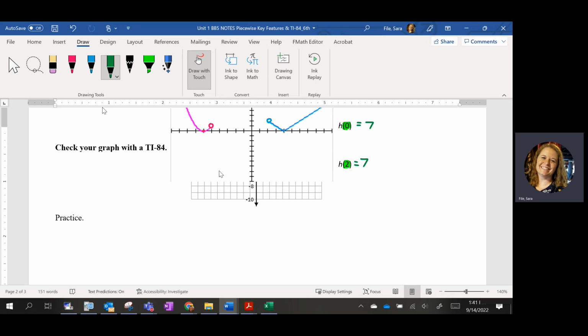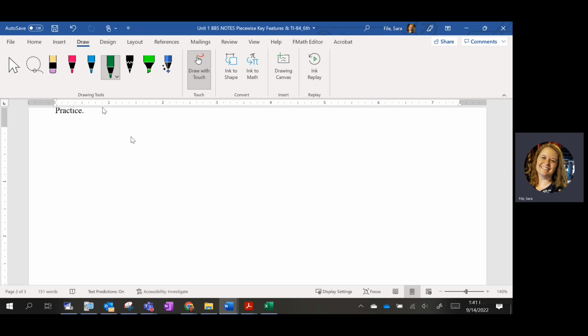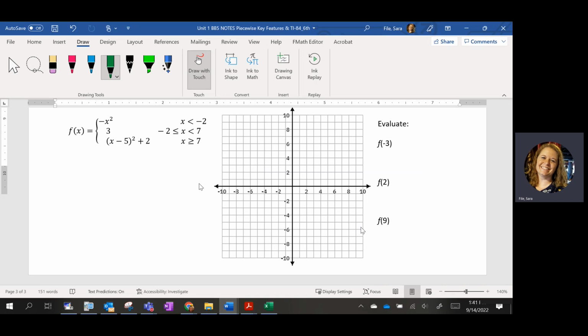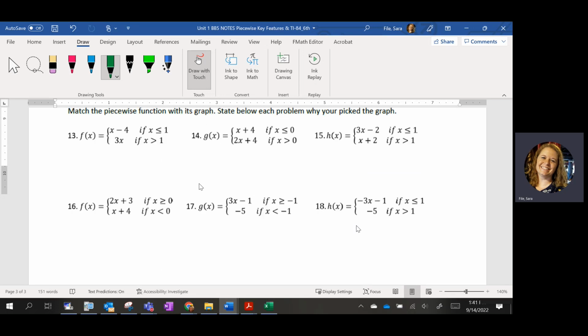The rest of this practice we'll look at tomorrow. You can try the matching of graphs. I think you should be able to do that. And then there's some more practice evaluating at the end that you can try. That's not going to be due. It's just extra practice for you to make sure you understand how to do that.